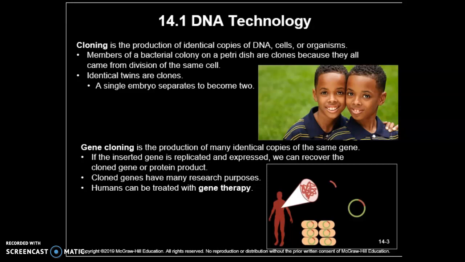Okay, so let's look at chapter 14's DNA technology. First thing people think of a lot when they think of DNA technology would be cloning. Cloning, you guys have all heard of Dolly the sheep. Dolly the sheep was a completely cloned organism, an entire organism that was cloned. This is illegal in the United States, so it can be kind of scary.